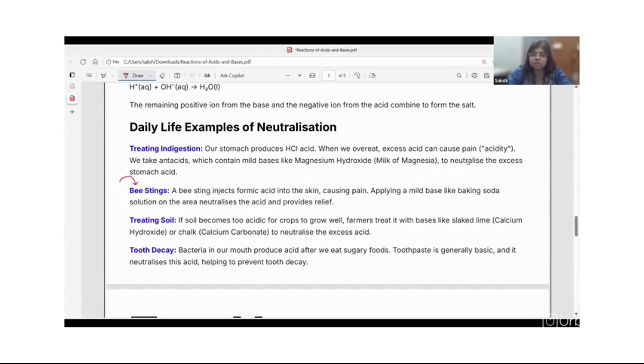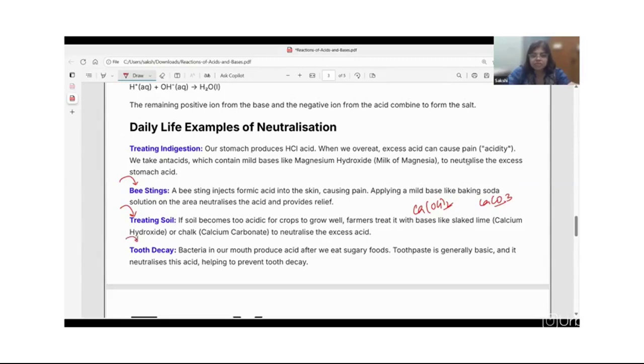Next is bee sting. Bee or ant stings inject formic acid into the skin, which causes pain. If you apply a mild base like baking soda on that particular area, it neutralizes the acid. Hence, you will not feel so much pain. Again, treating the soil. Sometimes the soil becomes too acidic, or sometimes too basic. Suppose the soil is too acidic, now the crops won't grow well. So we need to make it neutral. We treat it with bases like slaked lime, that is calcium hydroxide, or chalk, that is calcium carbonate, so that it neutralizes the excess of acid present in the soil.